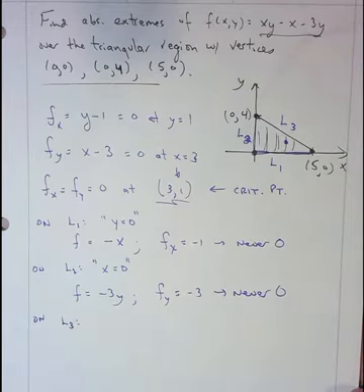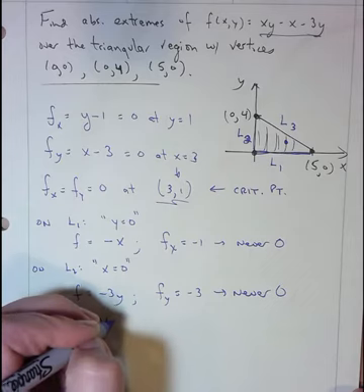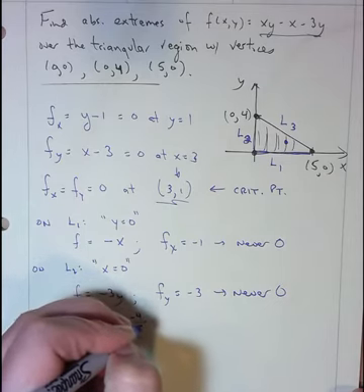Now let's take a look at L3. This is a line with slope negative 4/5 and a y-intercept of 0. Sorry, a y-intercept of 4. Duh.